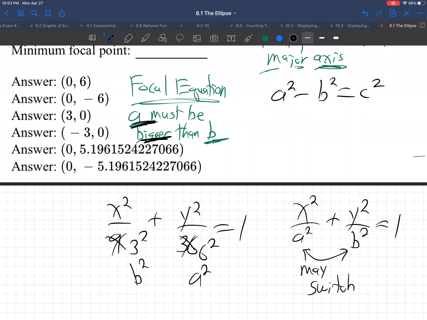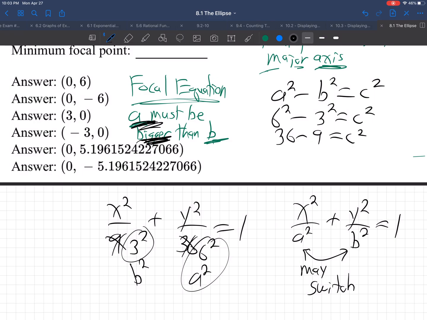How do you know which way? Again, the A is the bigger. So the 6 squared is the A. So this is 6 squared minus 3 squared is C squared. That's 36 minus 9 is C squared. That is 27 is C squared.